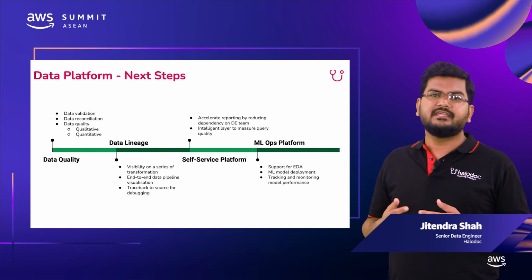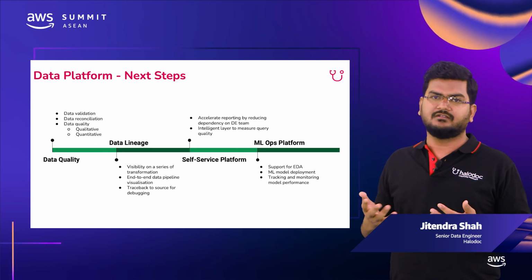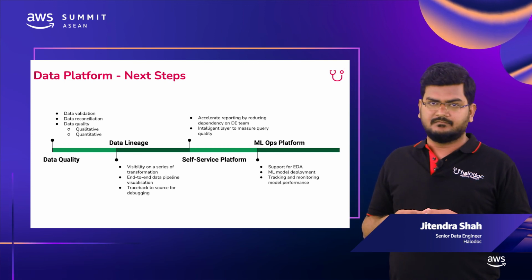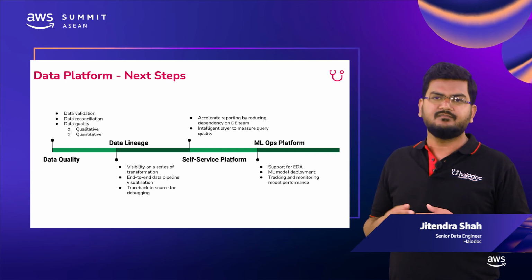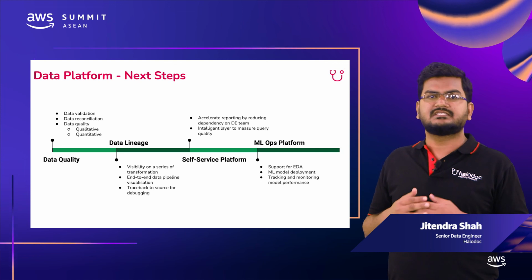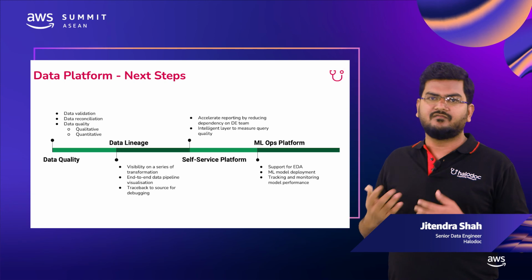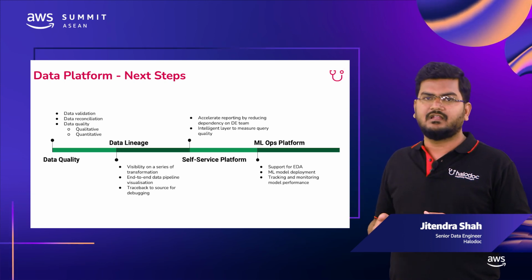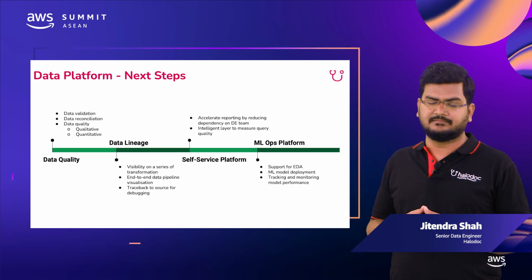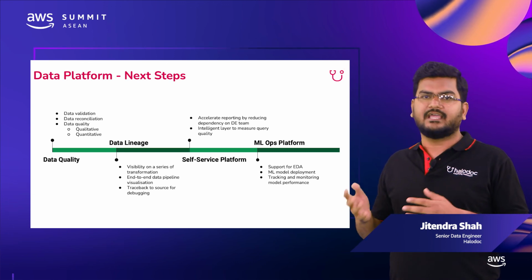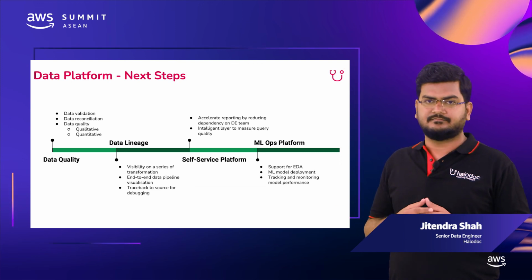We are continuously building, evolving, and integrating new features in our platform. Some of our future work would be on, first, data quality, so that we can provide qualitative and quantitative data to our end consumers. Second, data lineage, to have visibility on a series of transformations that data points have gone through. Third, self-service platform for BI team, to make BI team self-reliant for newer analytics use cases so that DE team can spend more time on platform engineering. Last but not the least, building MLOps platform to support data scientists on EDA and model deployment and tracking.